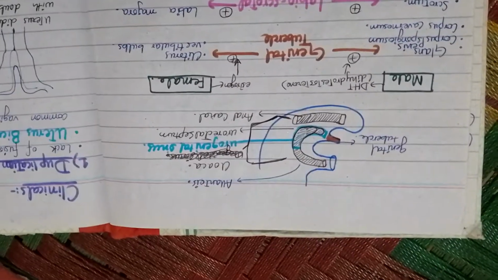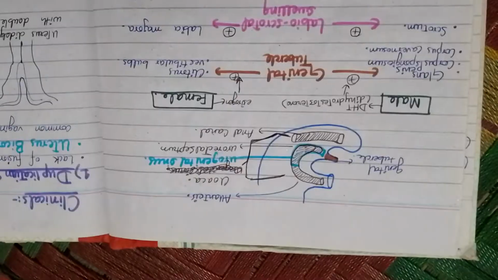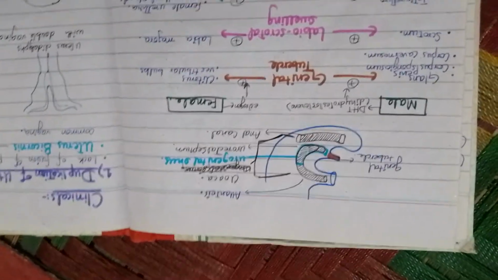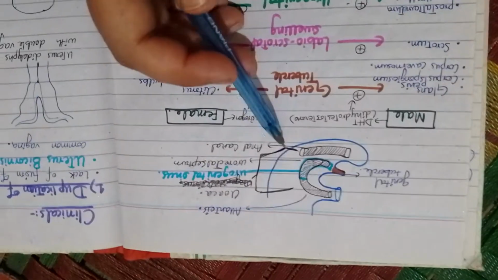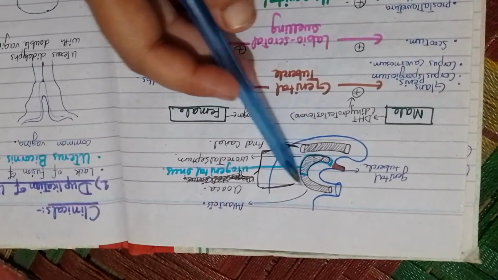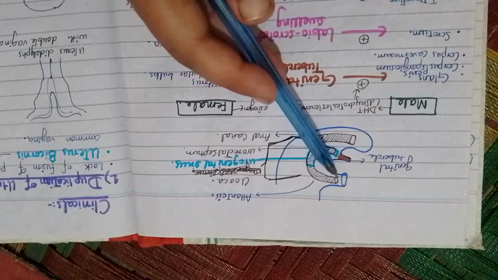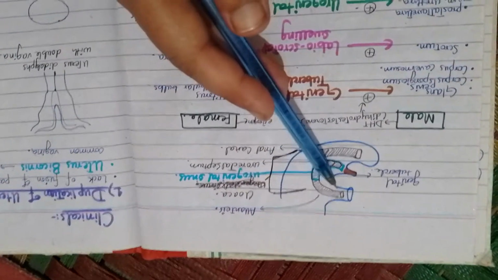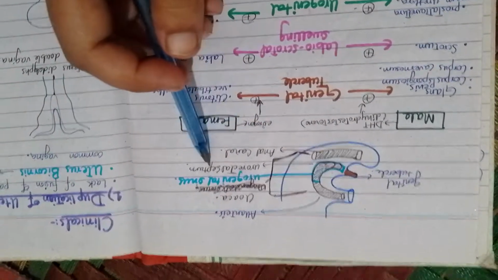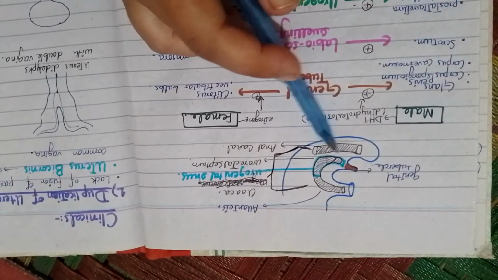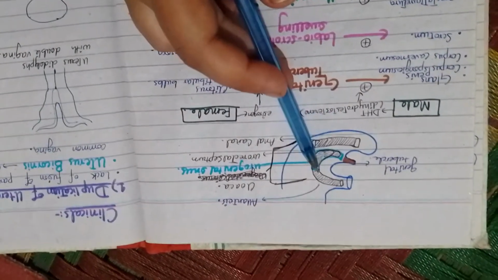This is another view of the reproductive system, in which we can see that this is the cloaca. The black structure, this is the cloaca. This is the connected structure. But after the development of the urorectal septum, you can see it divides the cloaca into two parts.